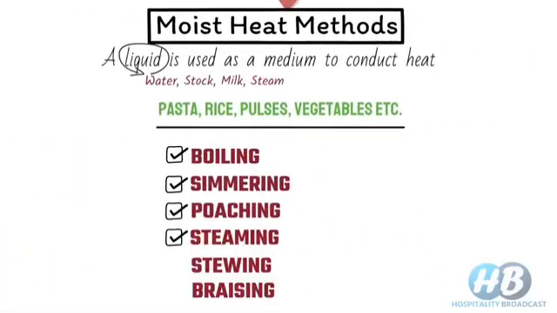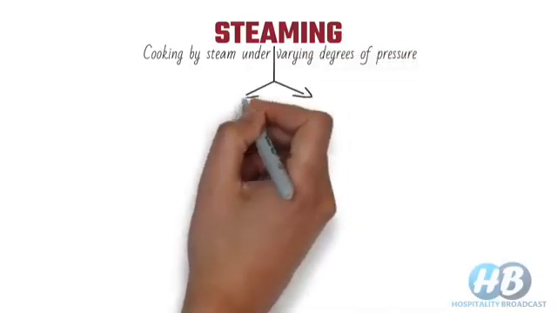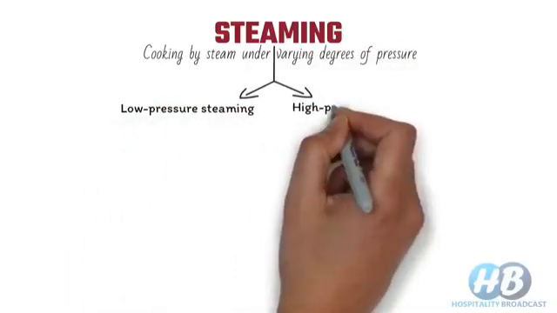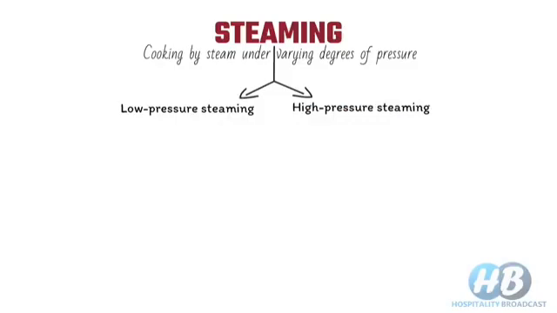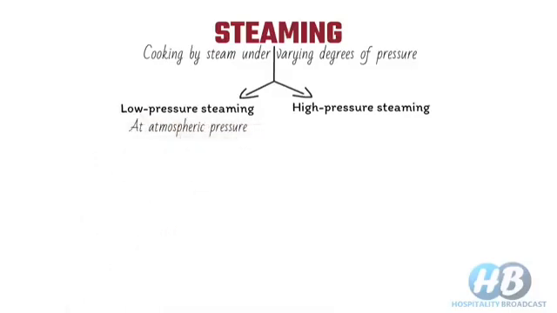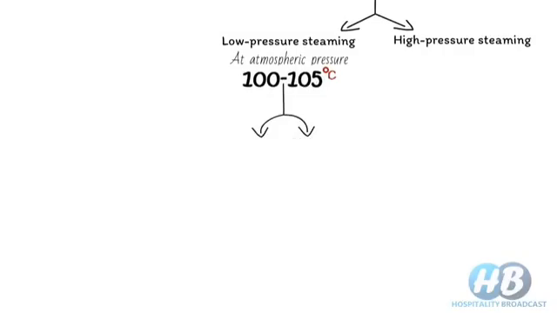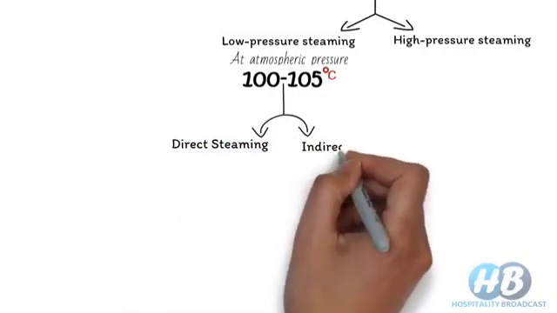Next we have steaming. As the name suggests, it is cooking by steam under varying degrees of pressure. For instance, low pressure steaming and high pressure steaming. Low pressure steaming. Here, steam is used under normal conditions without any extra pressure, meaning at atmospheric pressure. The temperature will range from 100 to 105 degrees Celsius, which is just above the boiling point. Such steaming could be of two types, direct steaming and indirect steaming.